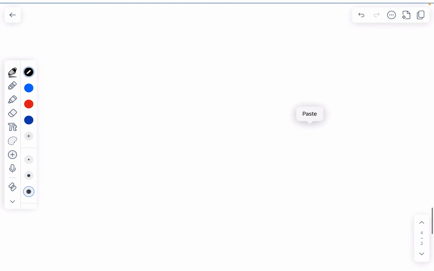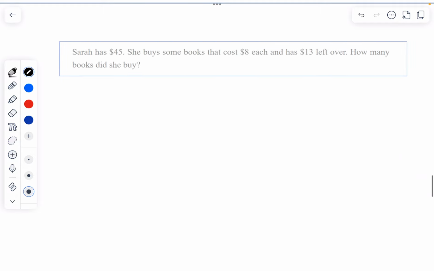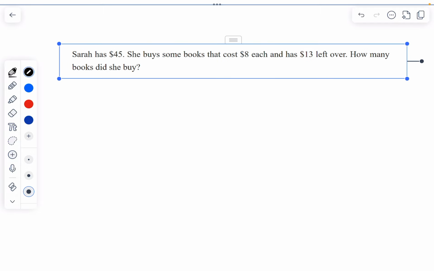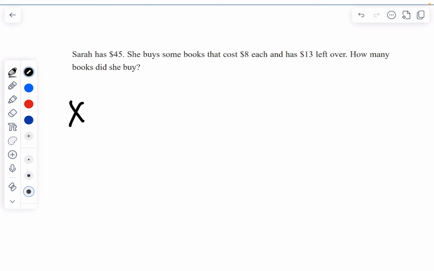Now, let's try a word problem. Sarah has $45. She buys some books that cost $8 each and has $13 left over. How many books did she buy? So we first have to find what our variable is. Since they're asking how many books did she buy, we're looking for the number of books. So we should make x equal the number of books.